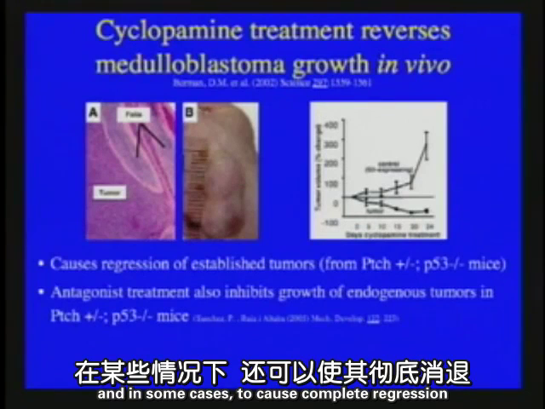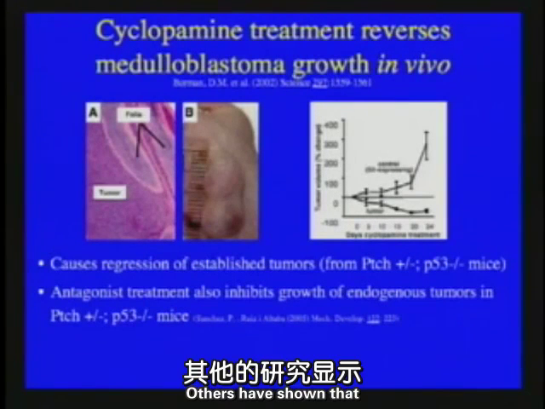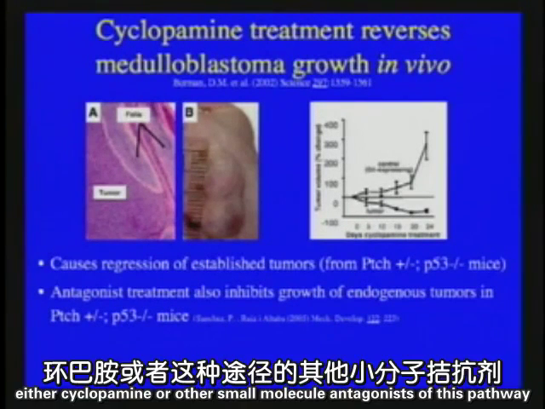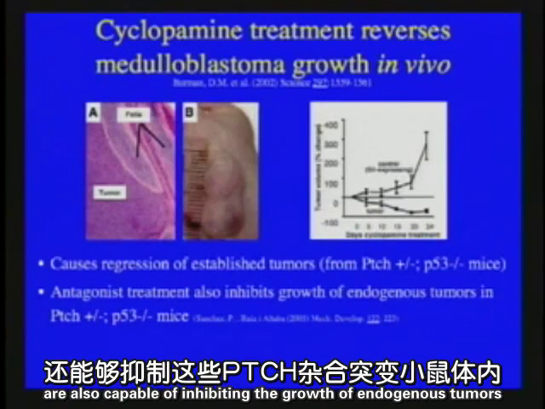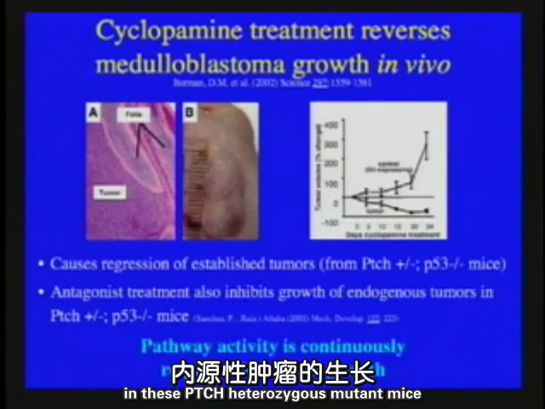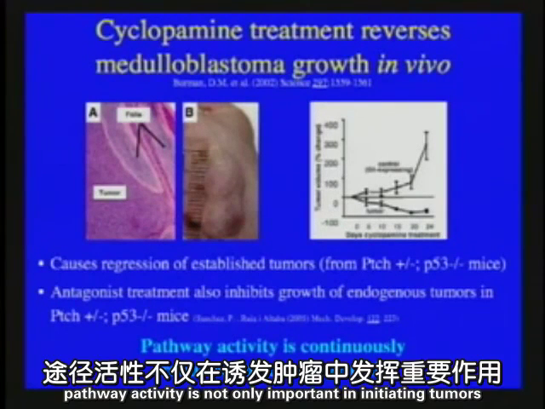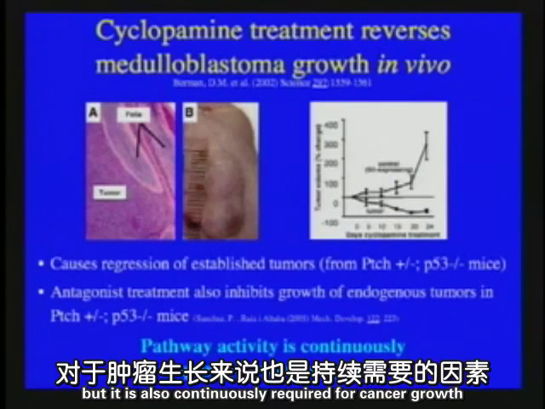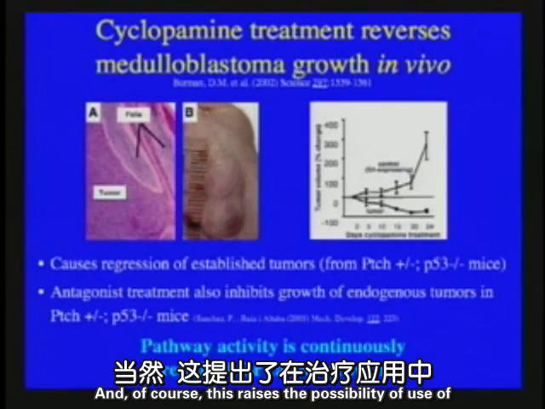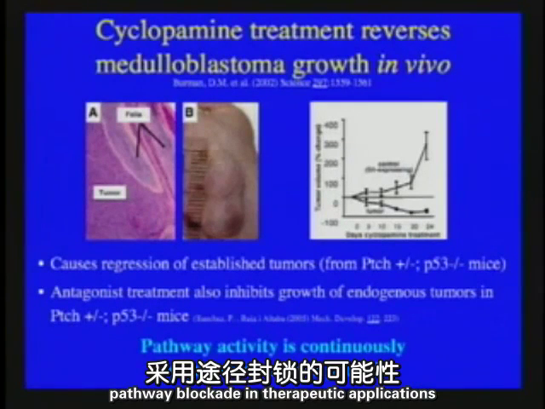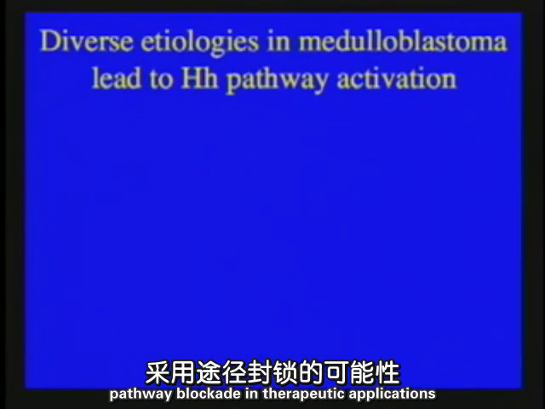Now, others have shown that either cyclopamine or other small molecule antagonists of this pathway are also capable of inhibiting the growth of endogenous tumors in these patched heterozygous mutant mice. And this shows that pathway activity is not only important in initiating tumors, but is also continuously required for cancer growth. And of course, this raises the possibility of use of pathway blockade in therapeutic applications.